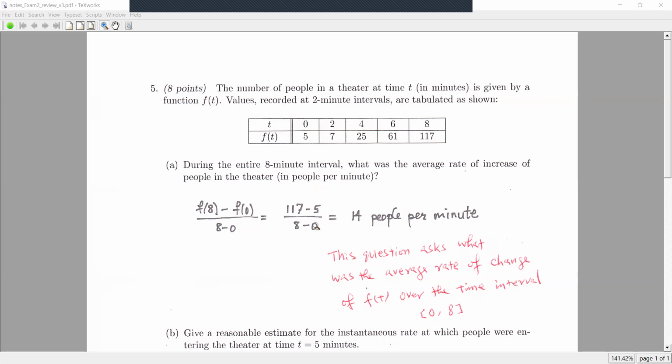By calculator, this number is 14. So the answer is 14 people per minute.